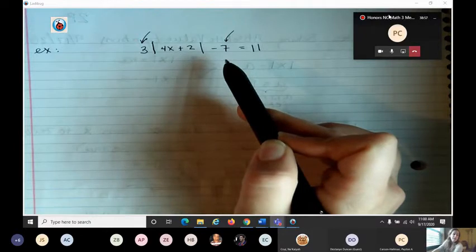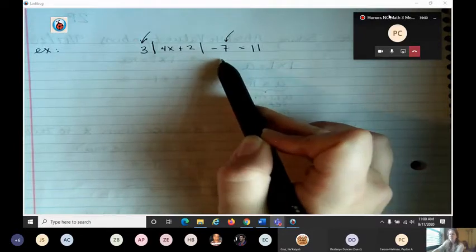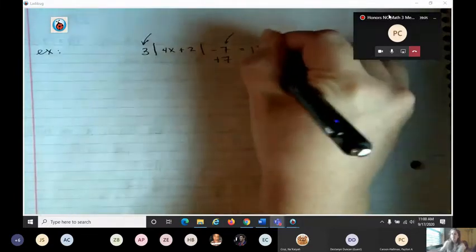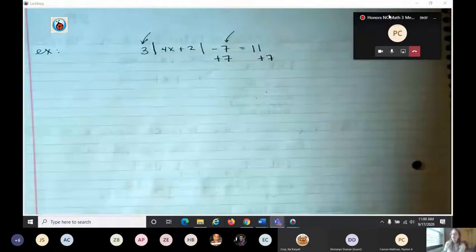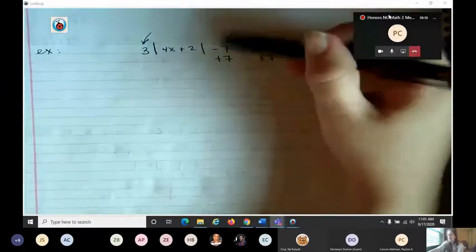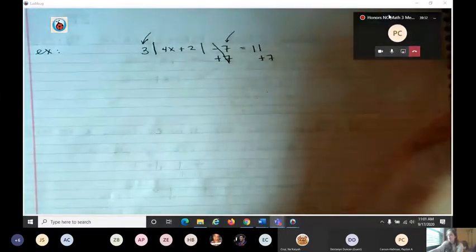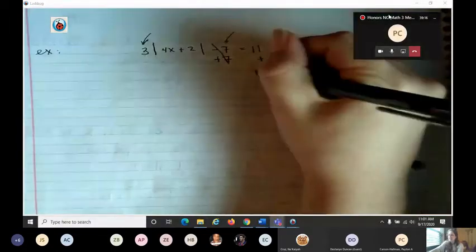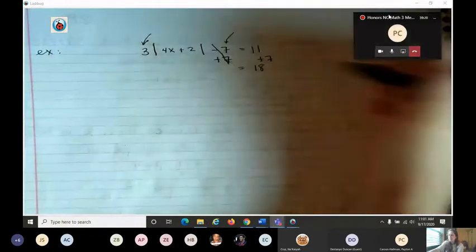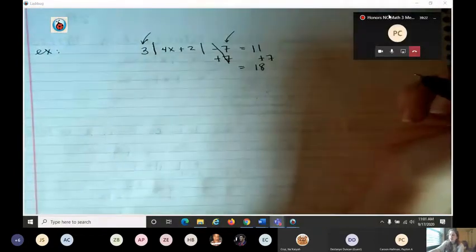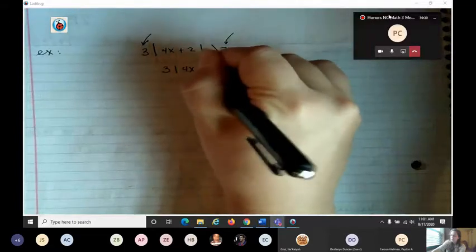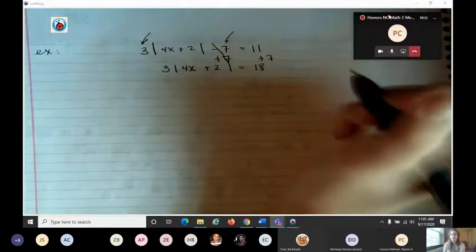So the first thing we're going to do here is add 7 to both sides. So I'm going to add 7. Add 7. Okay. On the left-hand side of the equal sign, I'm canceling those 7s out. That's the whole point. And then I want to add the 11 and the 7 on the right-hand side to get 18. Okay. Now what's left on the left-hand side is 3 times the absolute value of 4x plus 2, all inside of those absolute value bars.